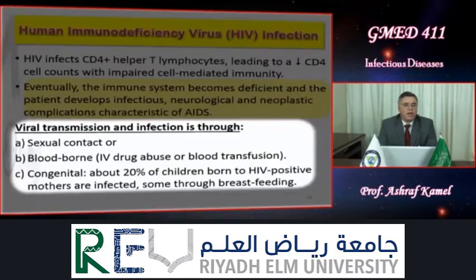Viral transmission and infection is through sexual contact or blood-borne, through IV drug abuse or blood transfusion, or it can be congenital. About 20% of children born to HIV-positive mothers are infected. Some are also reported to get infected through breastfeeding.